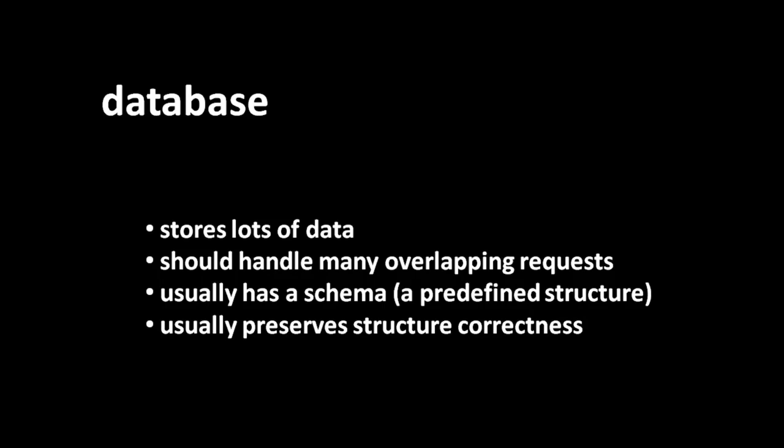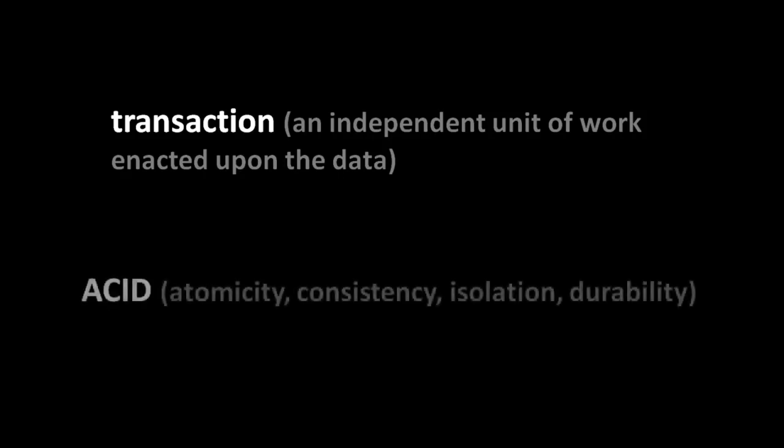To these ends, handling many overlapping requests and preserving a schema, preserving a data structure, most databases handle requests in what are called transactions, which is basically a defined independent unit of work that is enacted upon the data. So one client contacts the database and conducts one transaction, while simultaneously perhaps another client is contacting the database and performing another transaction. And the idea is that the database is somehow making sure those two separate transactions don't interfere with each other. Ideally, transactions conform to what's prescribed by the acronym ACID, which stands for atomicity, consistency, isolation, and durability.